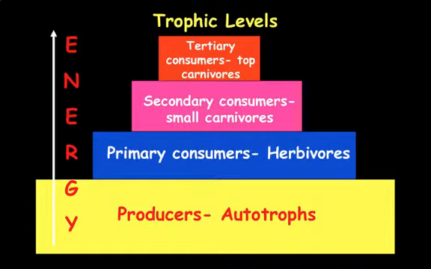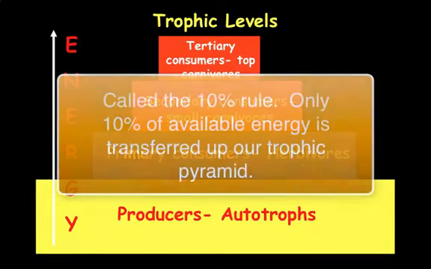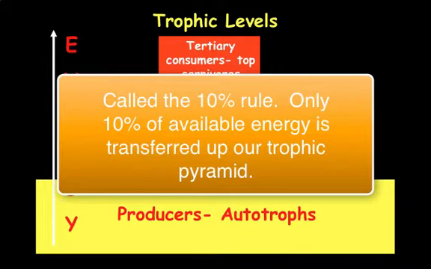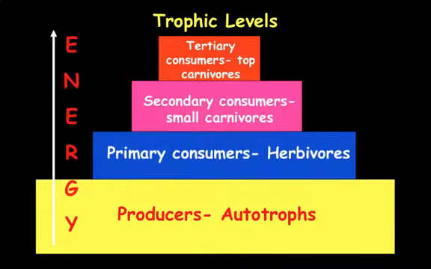So the energy is going to transfer from the producers through all of these things. All of the energy is contained within the producers. As you move up the trophic levels, though, only 10% of the energy that was originally in the producers goes up to the primary consumers, and then only 10% of that energy goes on to the secondary, and 10% of that goes on to the tertiary. So a lot of energy is lost as we move up the pyramid.